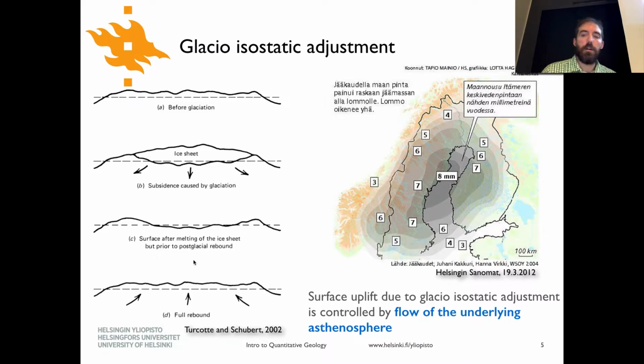And here's a little picture from the newspaper showing rates of postglacial uplift around the Gulf of Bothnia. And I think there are even rates of up to 10 millimeters a year observed there. And that's actually, as a geological rate, quite fast. If you extrapolate that to millions of years, that's 10 kilometers of uplift in a million years.